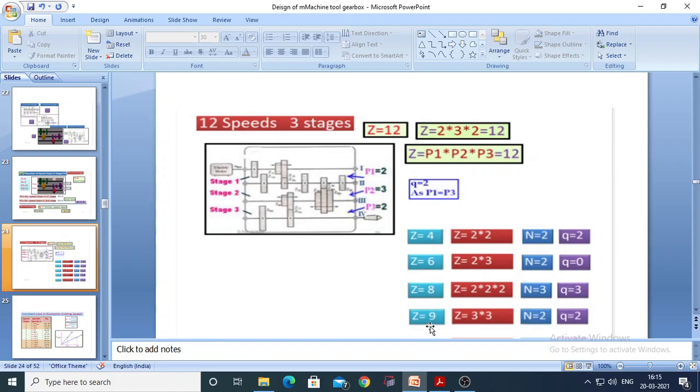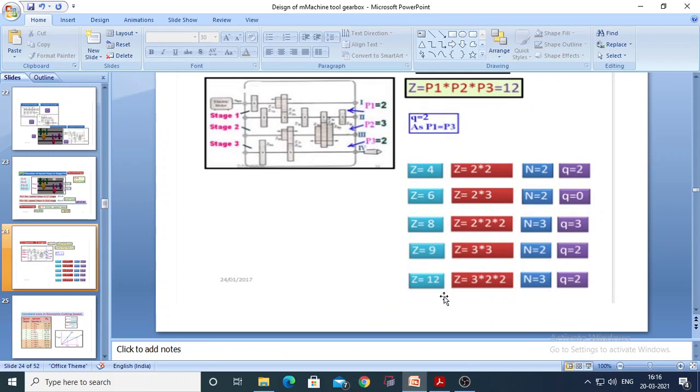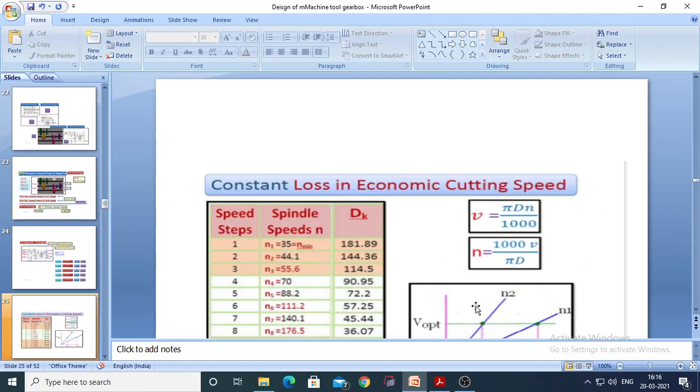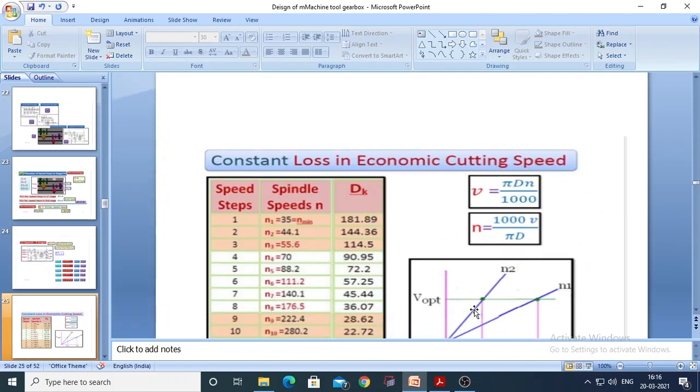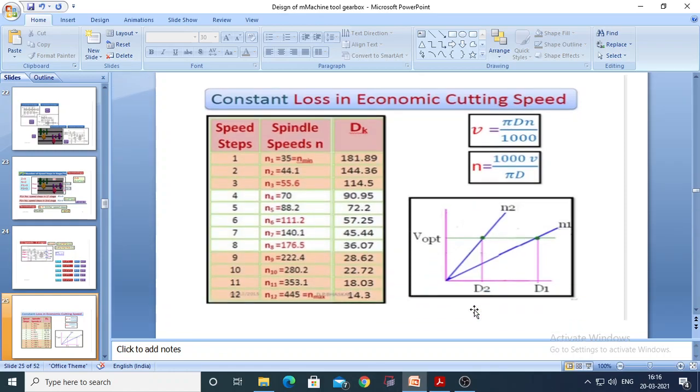That's why 3. Z is equal to 9. Again 3 into 3. P1 value is 3. P2 value is 3. That's why you will get N is equal to 2 and Q is equal to 2 again. Okay, these are some examples. You have to remember those examples. Then the next part is the important part.